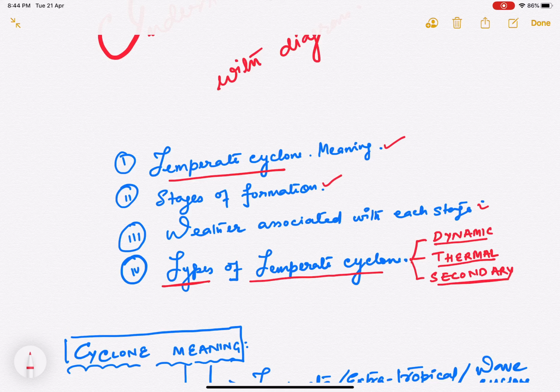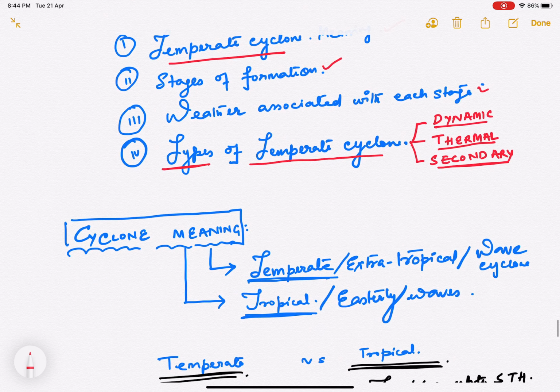Now, let's go for the first of all. Let us understand the meaning of cyclone. When I say cyclone, we basically understand a tropical cyclone. But actually, cyclone can be divided into temperate cyclone and tropical cyclone based upon their location. The temperate cyclone is also called the extratropical cyclone or the wave cyclone. And the tropical cyclone is also called easterly waves.